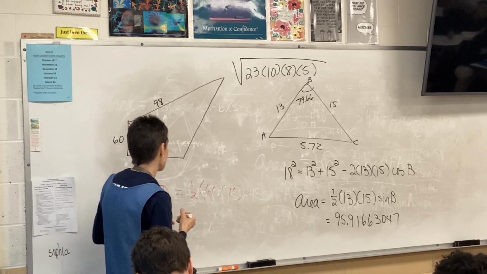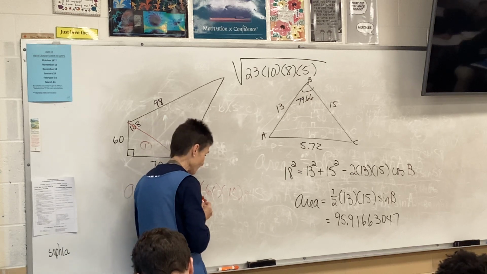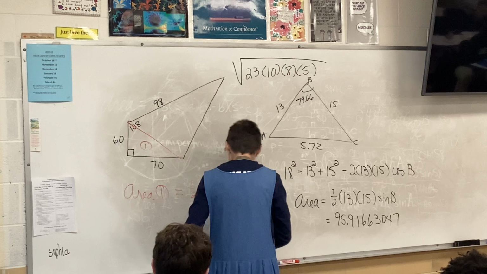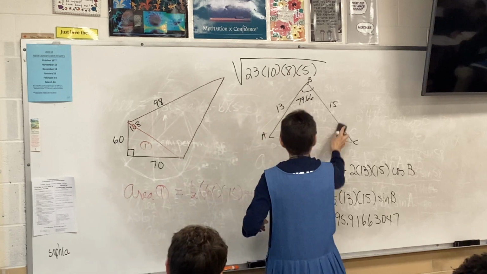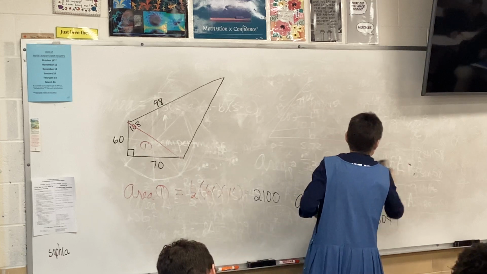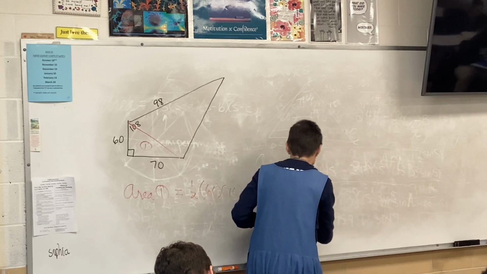Did you get 2100? All right, that's the easy one. Now we got to talk about the other triangle.